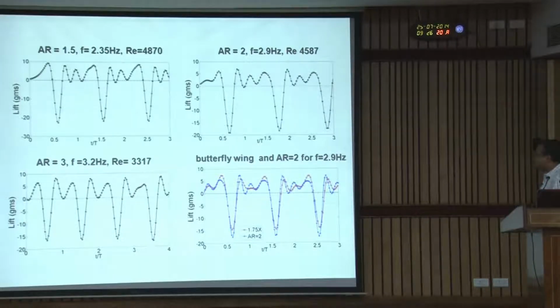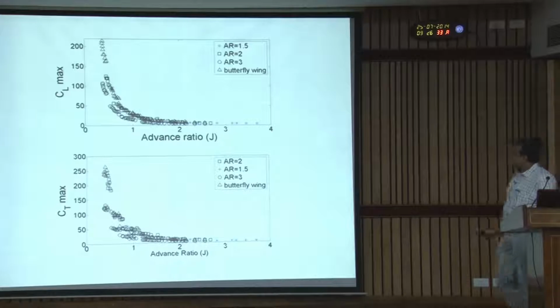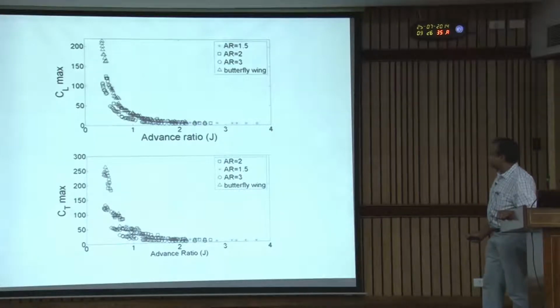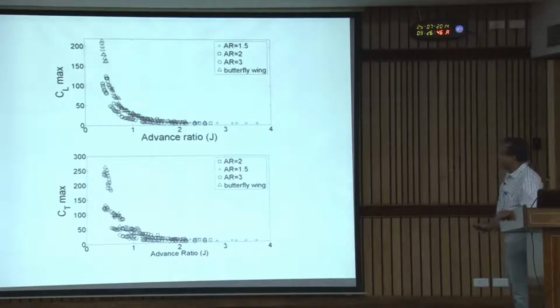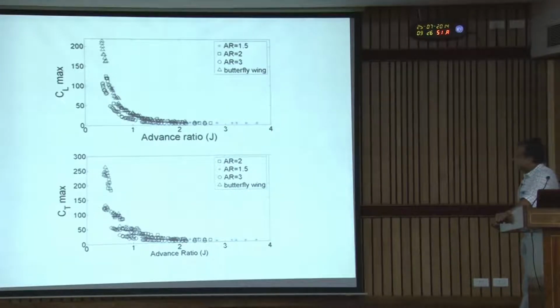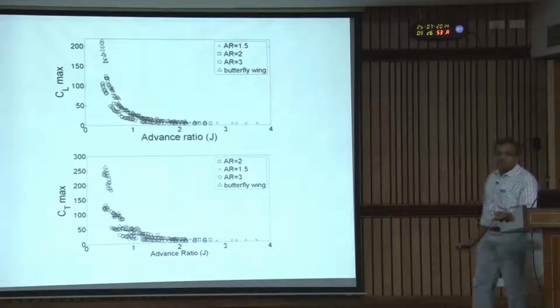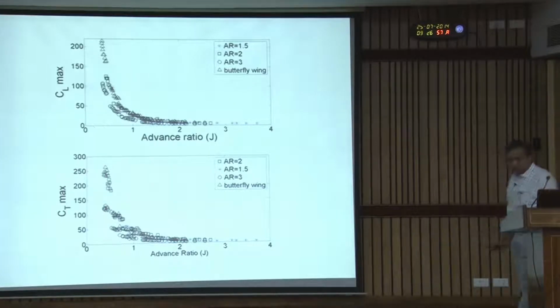So, this is the force in a complete cycle, and you see different aspect ratio wings and the butterfly wing. Although not very clear from this, the butterfly wing is slightly better, which we will show here. If you see the CL max and thrust max, the butterfly wing is this one, and you see all the others. This is the classical J versus CL curve you will find in most of the literature. And you see the butterfly shape is probably a naturally optimized shape, where you are getting a very high lift coefficient and thrust coefficient.